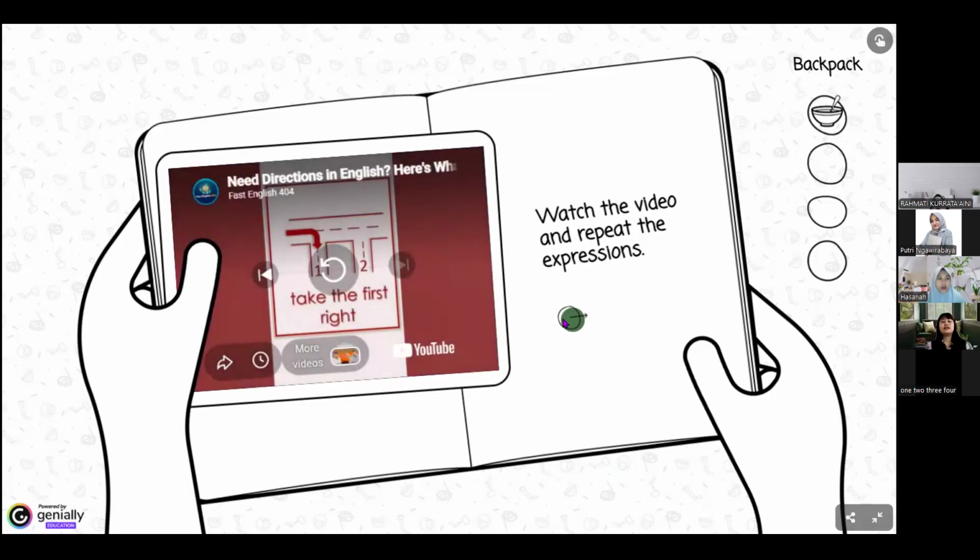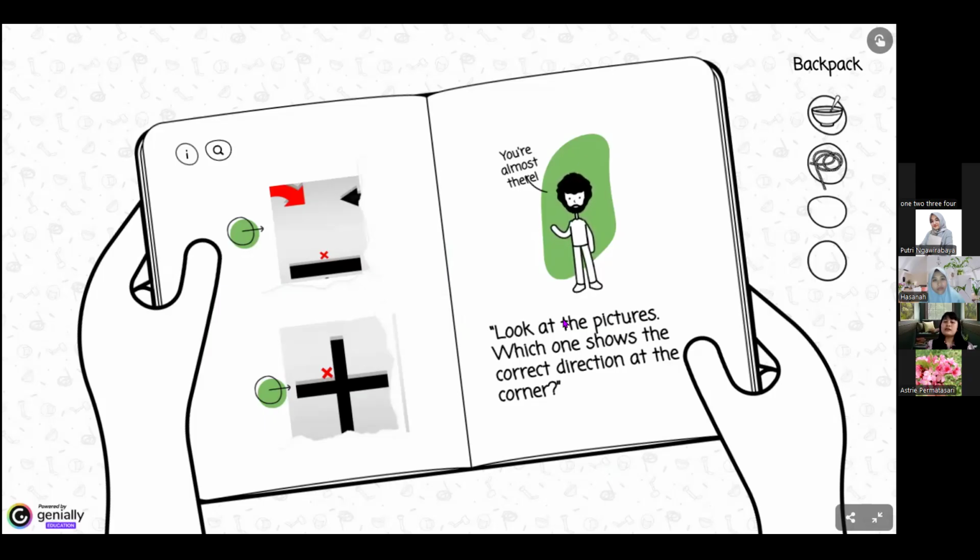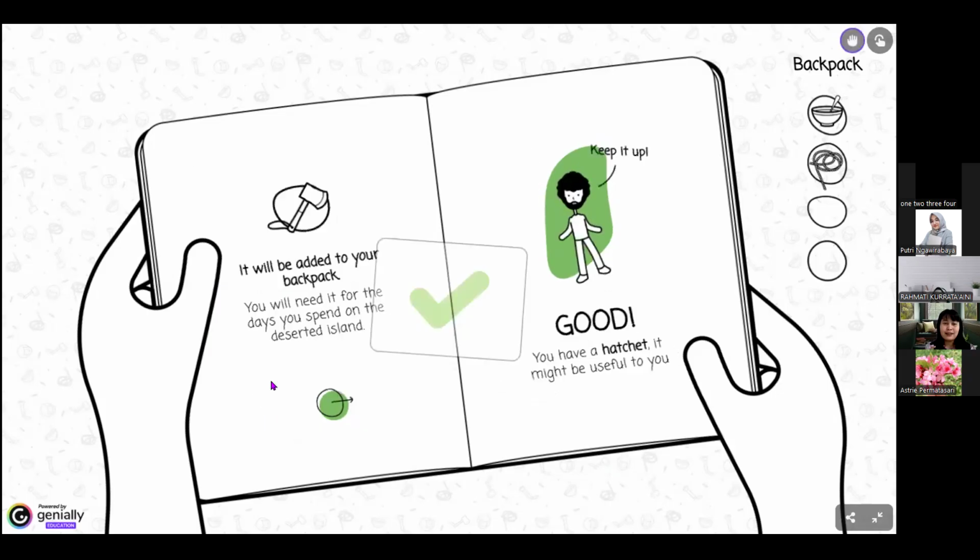Okay, good job. Clap your hands, everyone. Okay, we continue. Look at this one. I have a question for you. Look at the picture. Which one shows the correct direction at the corner? Is it picture number one or picture number two? Picture number 2. Okay, let's check together. Is it correct or no? Okay, good job. You are correct. You got a hatch. It might be useful to you.